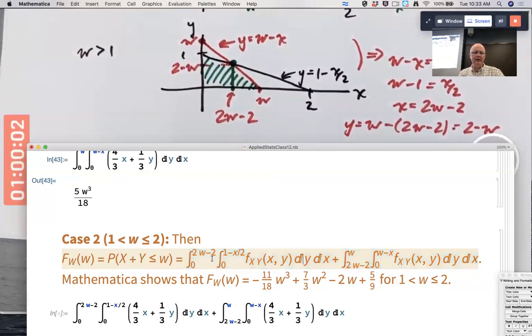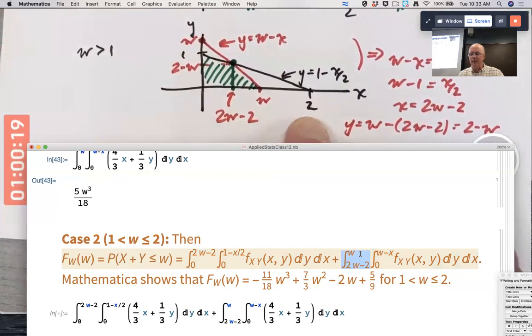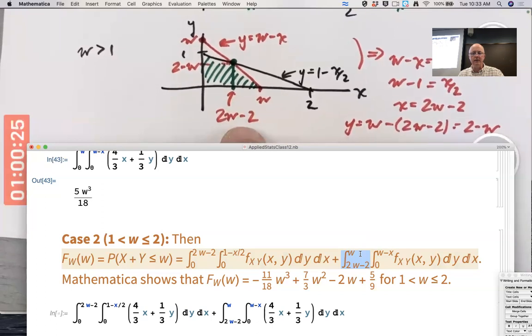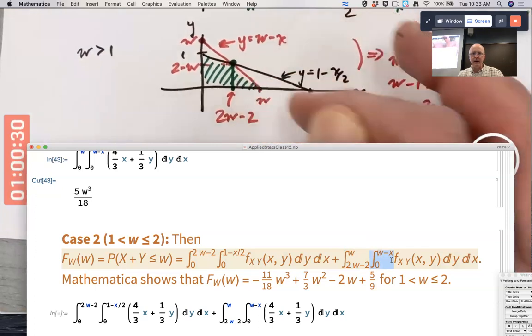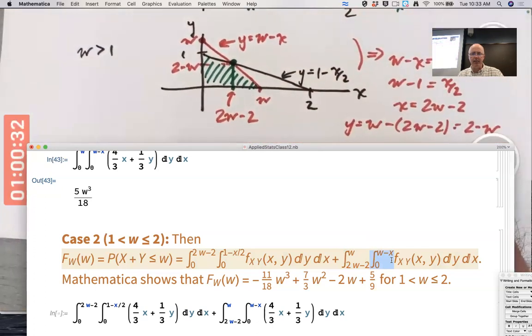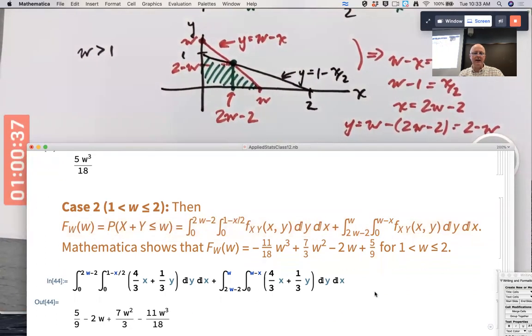Notice with the first one, x is going from 0 to 2W minus 2, and y goes from 0 to 1 minus x over 2, which is the black line. And for the second one, x goes from 2W minus 2 up to, excuse me, up to W. I'm integrating over this triangle here. And y goes from 0 up to W minus x, which is the equation of the red line. And Mathematica says that's the answer.